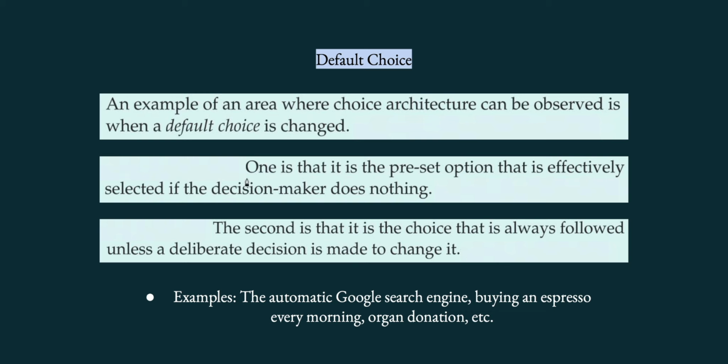But some examples of default choice is the automatic Google search engine. So when you open up Chrome, because Google and Chrome kind of go hand in hand, we don't necessarily usually look up other alternatives to search engines like Bing or Yahoo, because Google, if it's already there, we're just going to use it, okay? We're not going to actively seek out another search engine, or it will be less likely that we do so. Okay, or if we have a habit like buying an espresso from Starbucks every morning, if we don't actively decide, no, I want to stop doing that, then we're probably going to keep doing it. Okay, it's a default choice and default action.